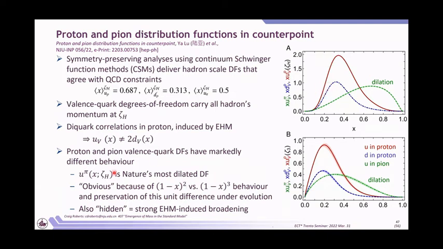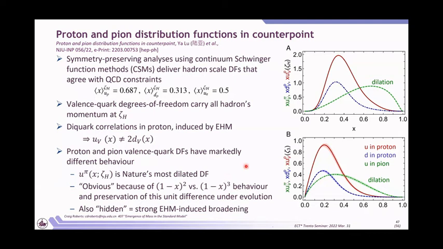The final conclusion is that the pion's distribution function is the most dilated in nature. This is perhaps obvious, or the beginnings of that is obvious, in the fact that the pion distribution has a power 2 and the proton valence distributions have a power 3. But there's more to it than that.